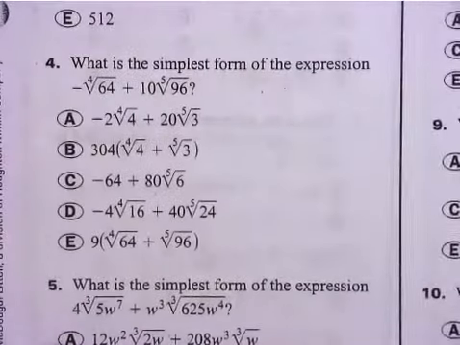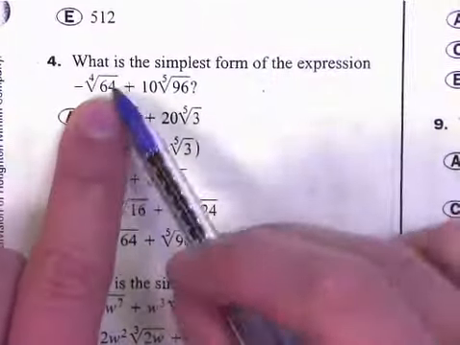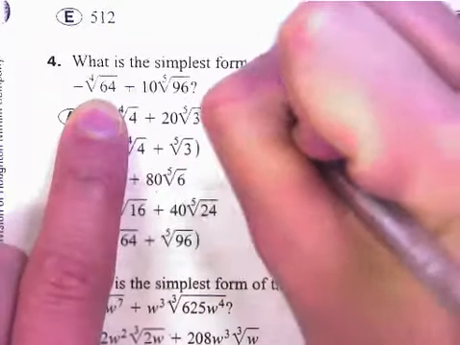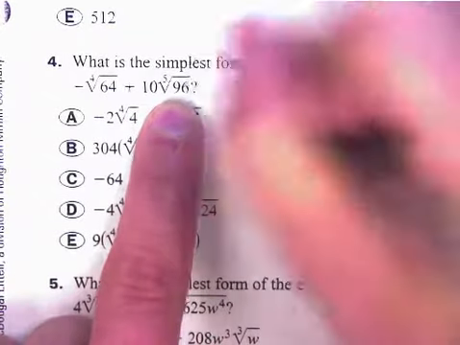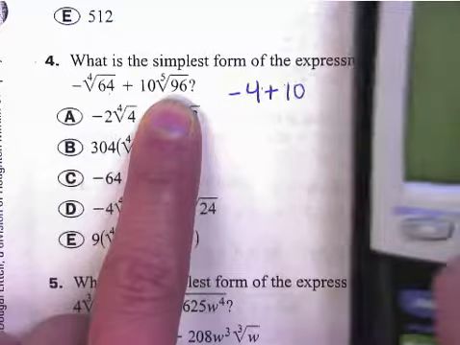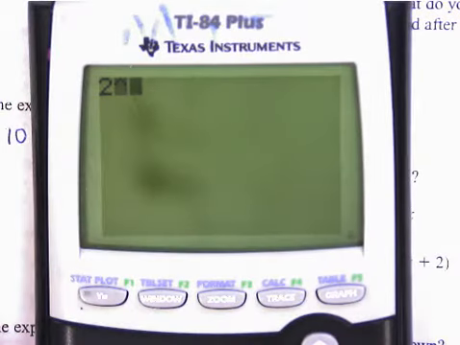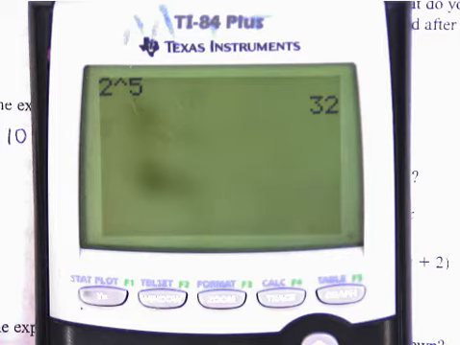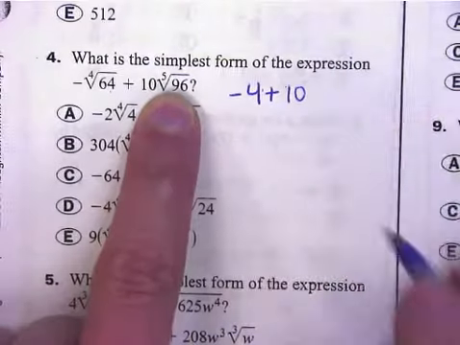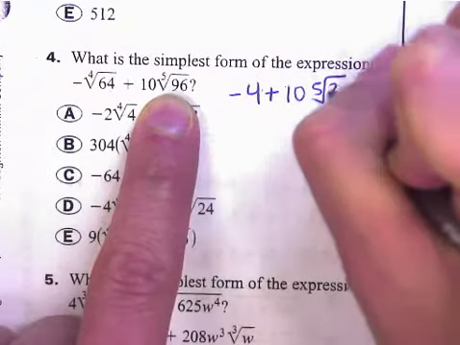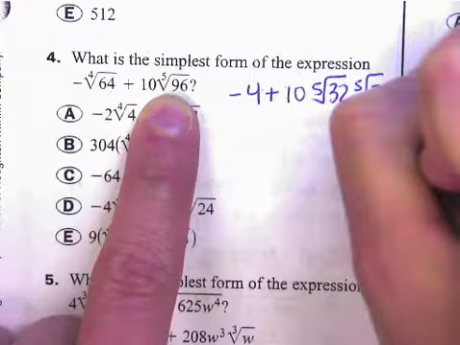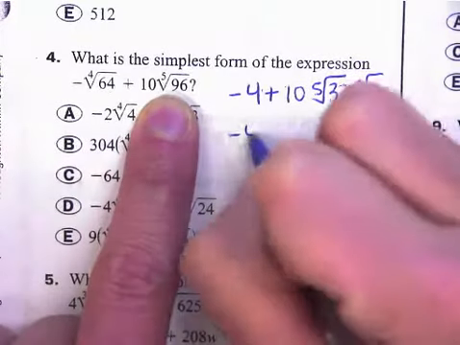So on number 4, for this problem, the 4th root of 64 is 4. And then let's see, I've got 10 and the 5th root of 96. To do this, I'm going to look at my calculator. I think 2 to the 5th is 32, and I know I can divide 96 by 32. It goes in 3 times. So I can break this guy up as the 5th root of 32 times the 5th root of 3. The 5th root of 32 is 2.